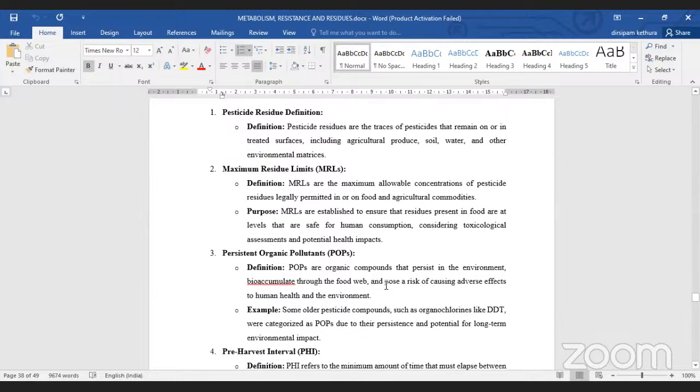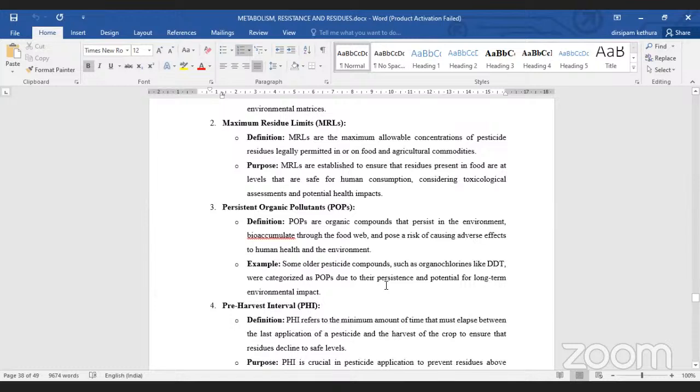The third one here is persistent organic pollutants. What is persistent organic pollutants? These are the organic compounds that persist in the environment, bioaccumulate through the food web, and pose a risk of causing adverse effects to human health and the environment. And some older pesticide compounds such as organochlorines like DDT were categorized as POPs, that is persistent organic pollutants, due to their persistence and potential for long-term environmental impact.